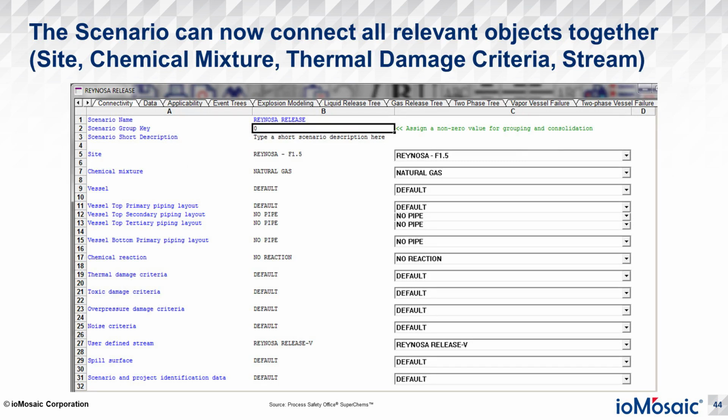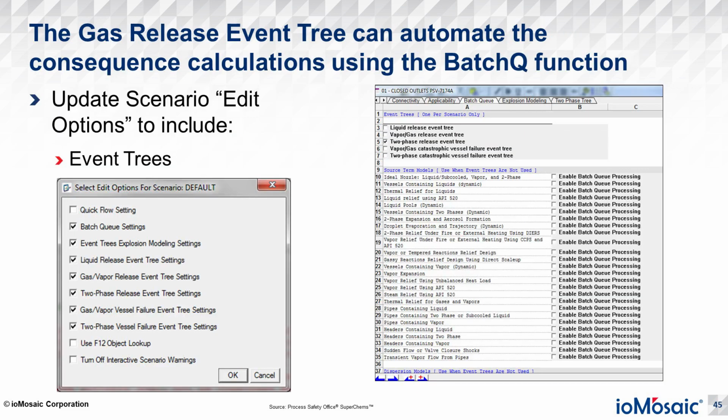Okay, and then if we go back to the scenario object, now what we're doing is we're tying it all together. We've got our site data, we've got our chemical mixture, we've got our stream, and we've got our damage criteria. So that's all our inputs. And the nice thing about modeling it using the scenario like this is we can make use of the event trees function in the scenario.